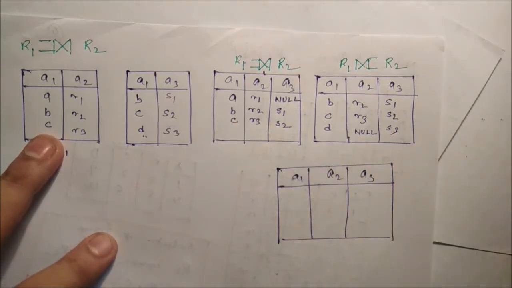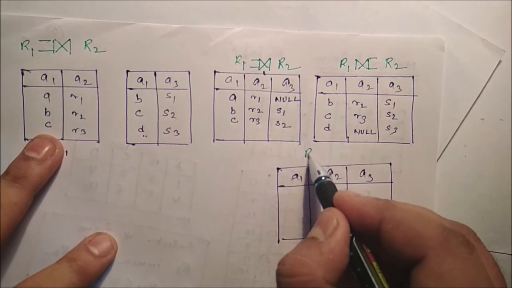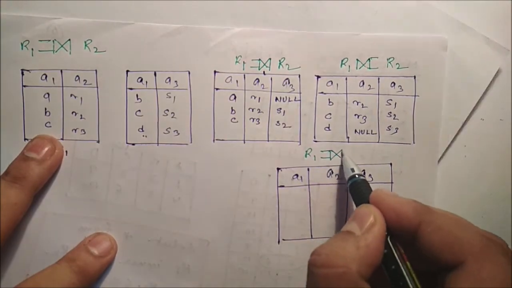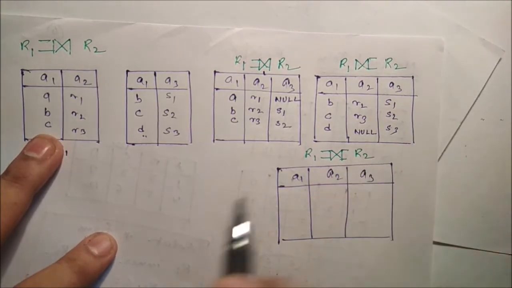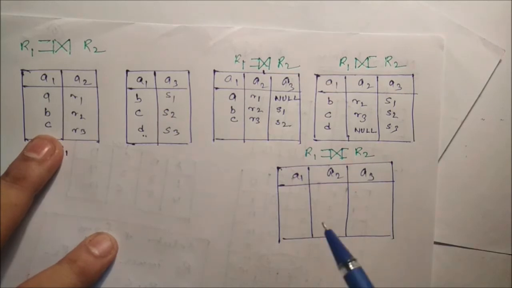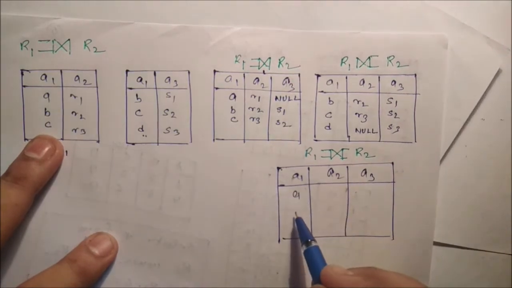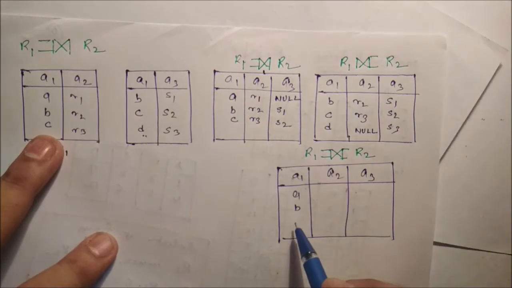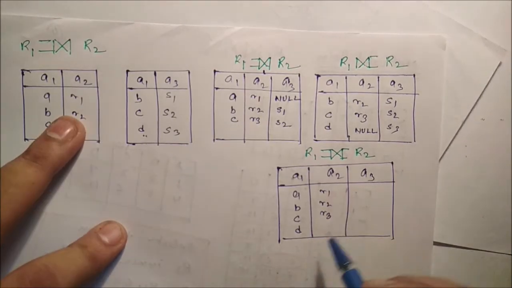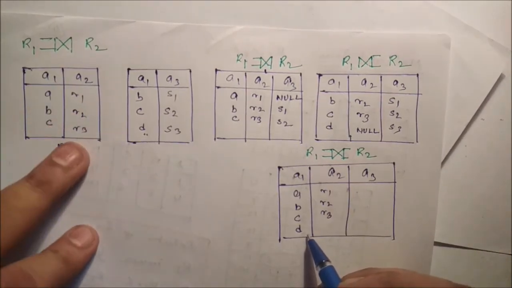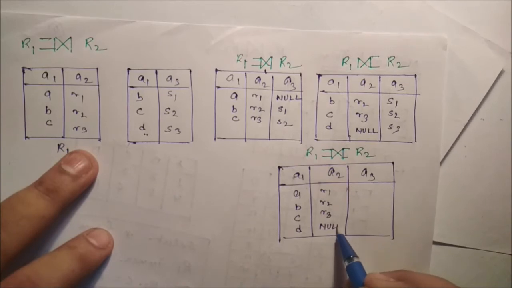So in that case, the A2 value should be null. Okay. And if it is a full outer join, R1 full outer join R2, in this case it includes A, B, C all. A, B, C, R3. So associated these are not there. Here you have to put null.